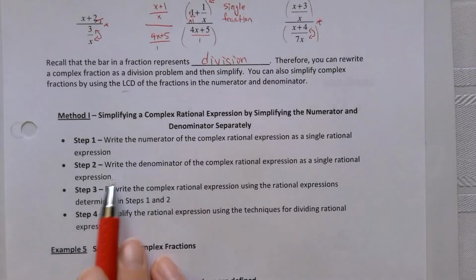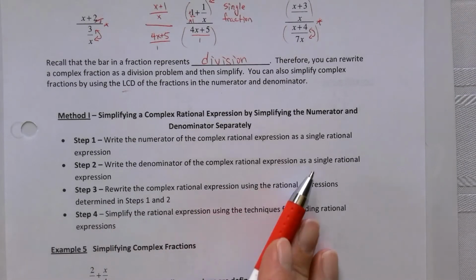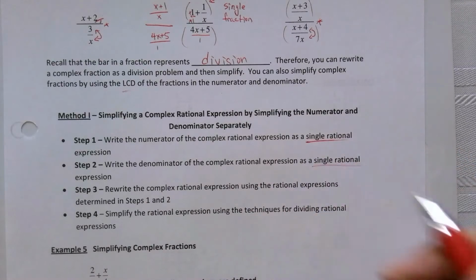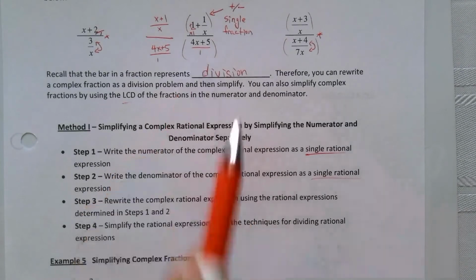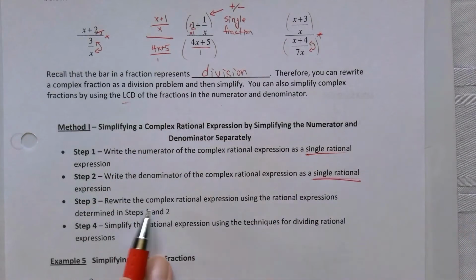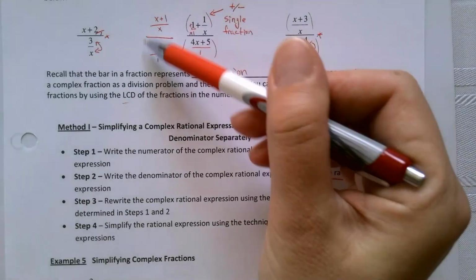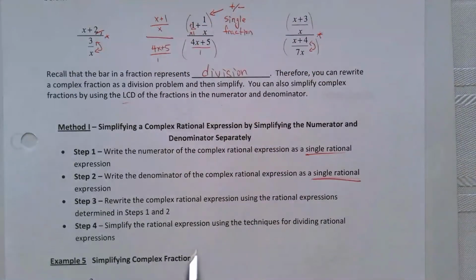All right, step 2, write the denominator of the complex rational expression as a single rational expression. So that's what we're doing there. And if you look, this was already written as a single fraction, so we are set. All right, and then the next step is to rewrite the complex rational expression using the rational expressions determined in 1 and 2. Okay, so here it is, that's step 3. And then step 4, simplify the rational expression using techniques for dividing. So what are our techniques for dividing? We are going to multiply by the reciprocal. Okay, and that's what we've been doing.